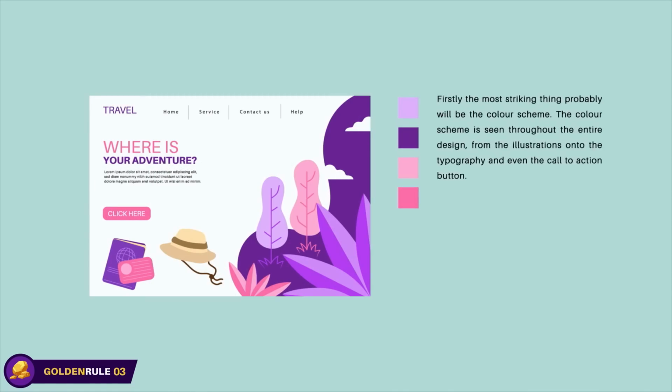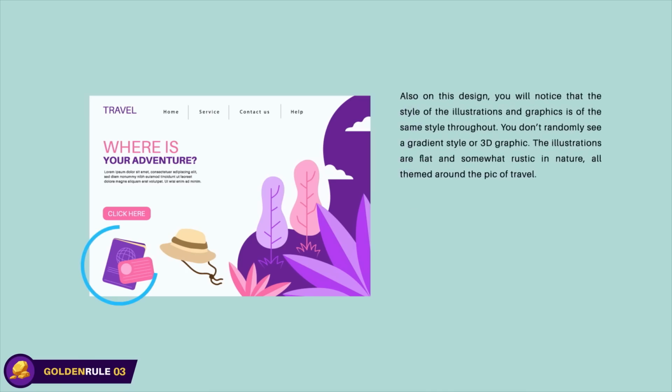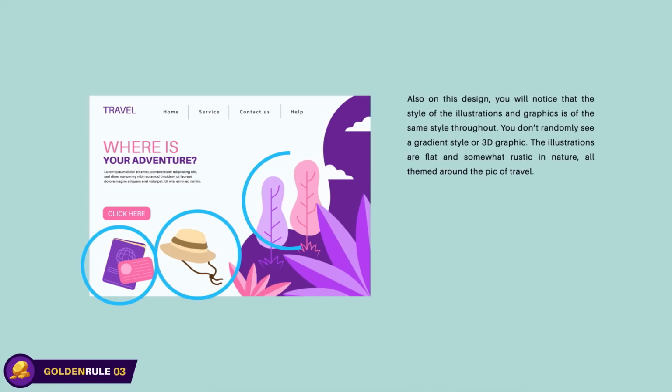Now firstly, the most striking thing probably would be the color scheme. The color scheme is seen throughout the entire design, from the illustrations into the typography and even the call to action button. Also in the design, you'll notice that the style of the illustrations and the graphics are of the same kind of style throughout. You don't randomly see a gradient style or a 3D graphic. The illustrations are flat and somewhat rustic in nature, all themed around the topic of travel.